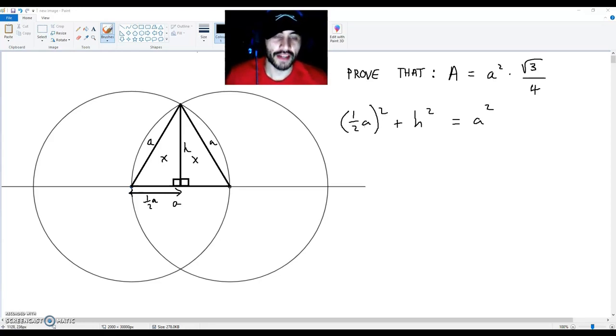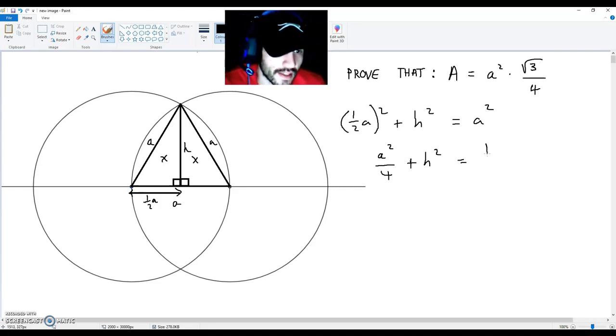Okay, so our next task is to manipulate this equation over here and to get the value of h in terms of a. So let's do this. What is half a squared? Well, that's going to be a squared over 4, okay? And we get plus h squared over here. And that is going to be equal to a squared.